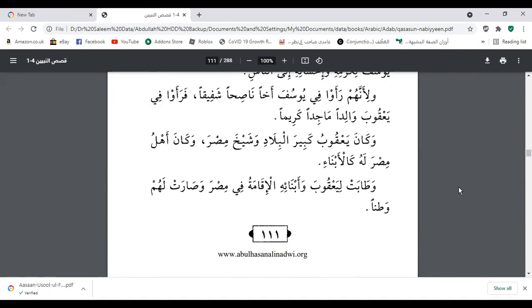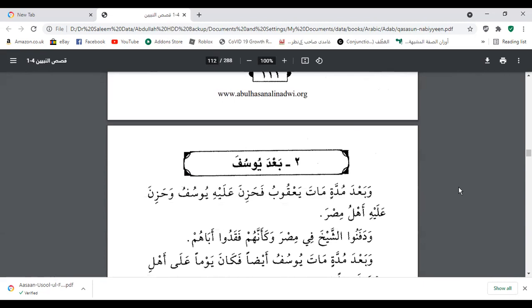وكان أهل مصر له كالأبناء. The people of Misr were for him like sons. وطابت ليعقوب وأبنائه الإقامة في مصر. Staying in Misr became very good and beneficial for Yaqub and his children. وصارت لهم وطنا, it became their homeland.